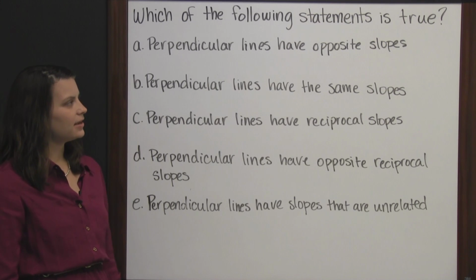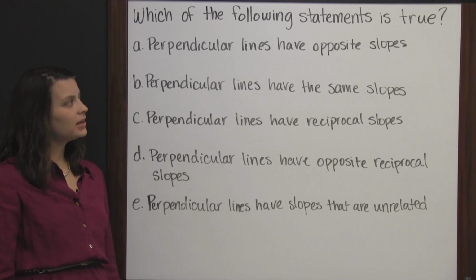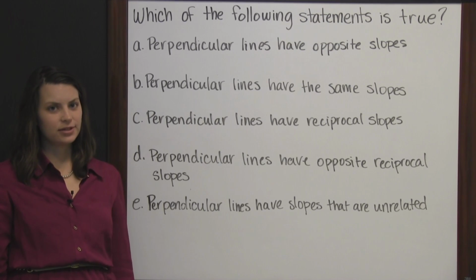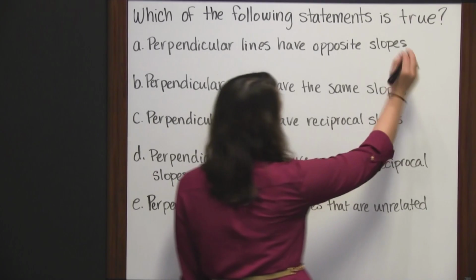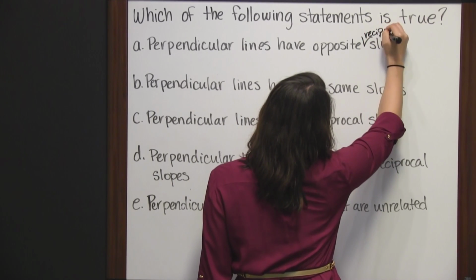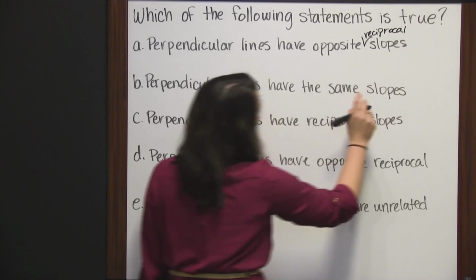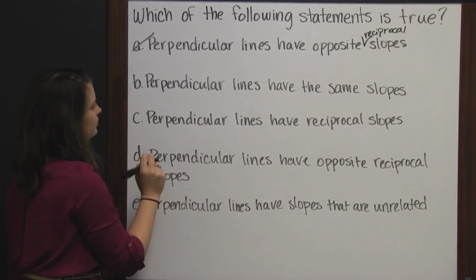Which of the following statements is true? A. Perpendicular lines have opposite slopes. Close but not quite. It's missing an important word here, and that word is reciprocal. Perpendicular lines have opposite reciprocal slopes, so that is not true.